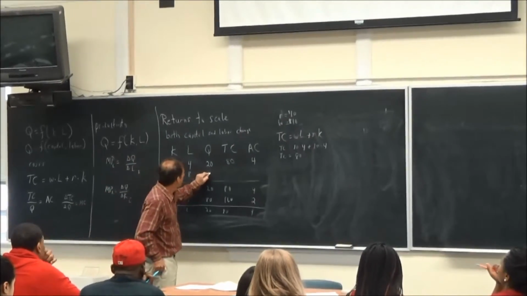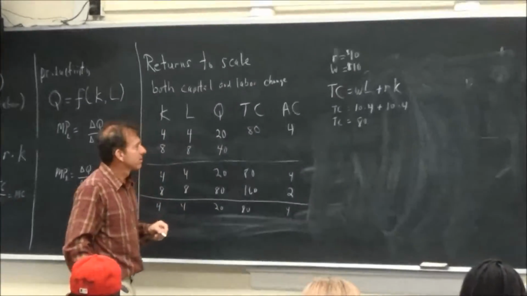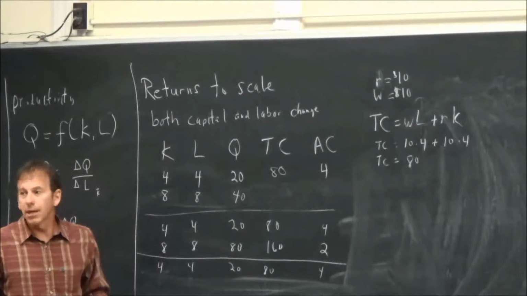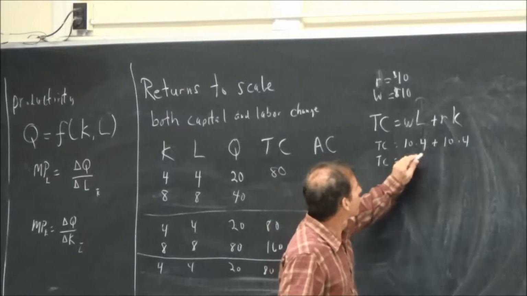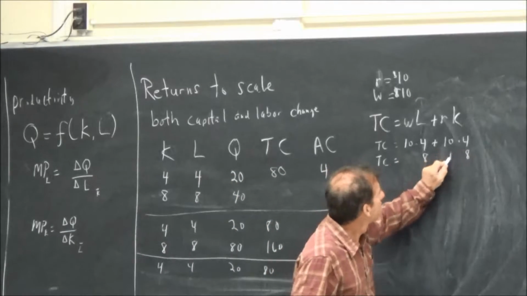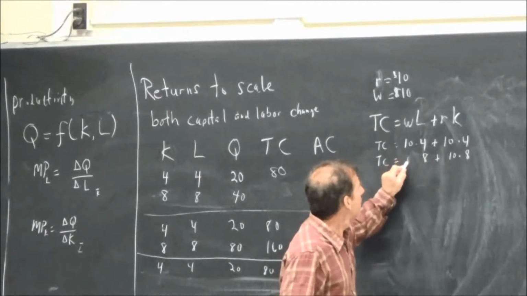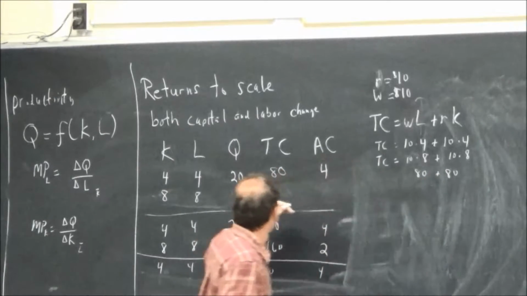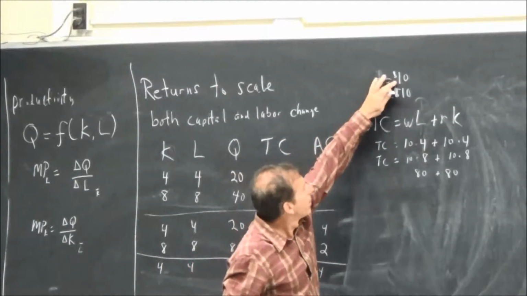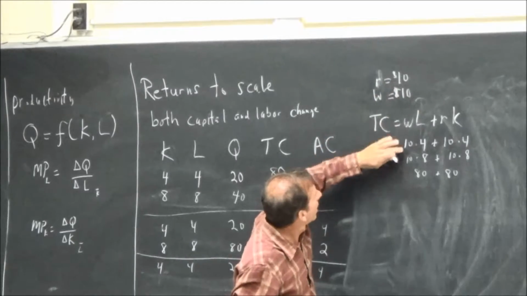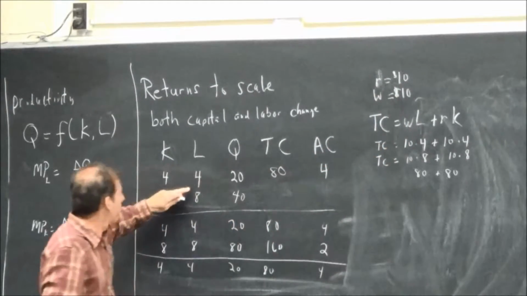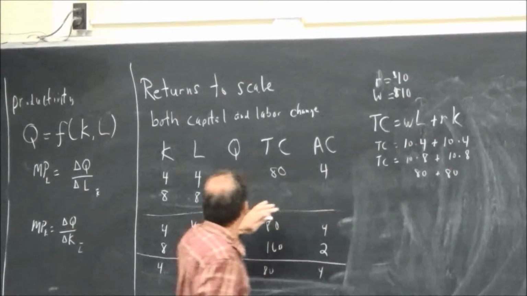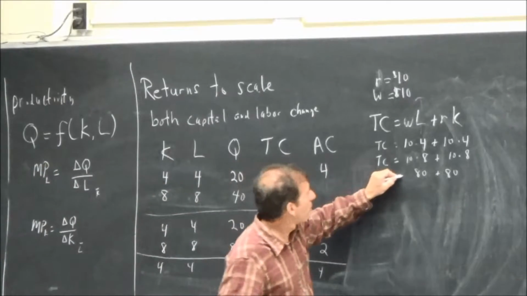Since we doubled this and doubled that, let's just assume that output also doubled. It does the same amount of business. What happens to total cost? It doubles too, right? If you want to put the numbers in to solve for it, you can. It's 10 times 8 and 10 times 8, so this is 80 plus 80. I get my 10 from here: my wages are 10, my labor is 8, my rental cost of capital is 10, and my capital is 8. So that's where I come up with the 160.